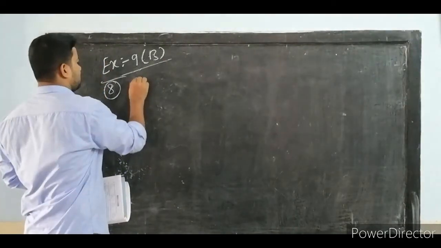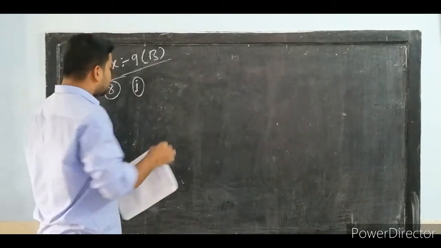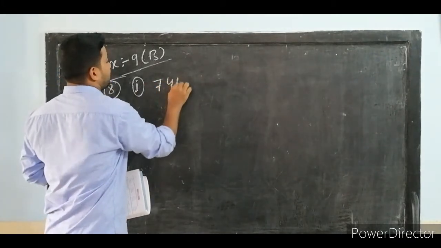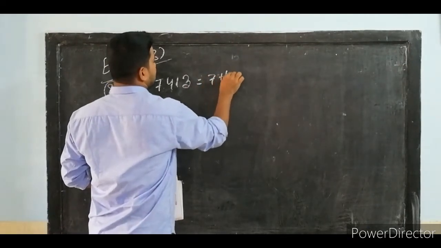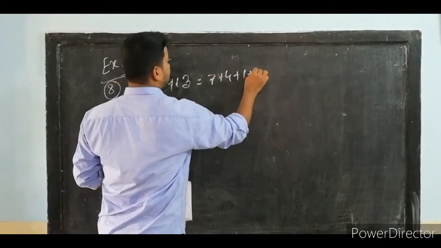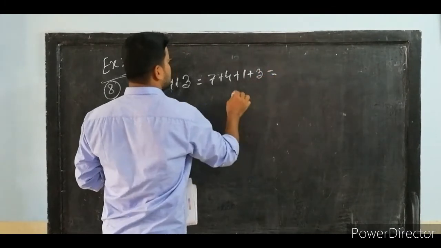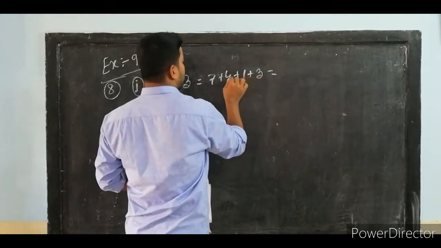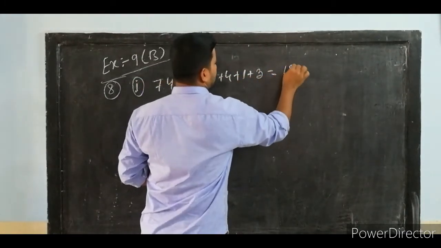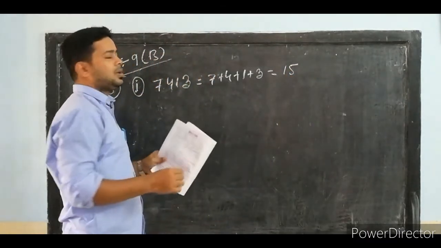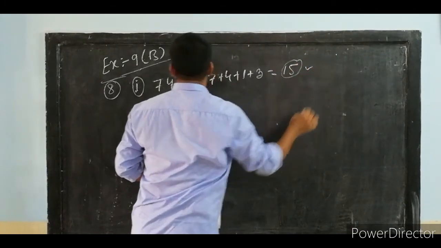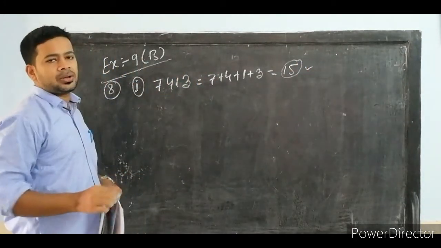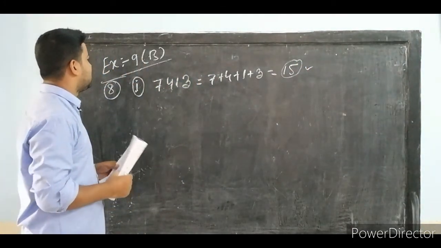So I, 7413. Here the sum will be 7 plus 4 plus 1 plus 3, isn't it? So you see, 3 plus 1 is 4, plus 4 is 8, plus 7 is 15. Since the sum is 15 and 15 is divisible by 3, we can say 7413 will also be divisible by 3. Is it?